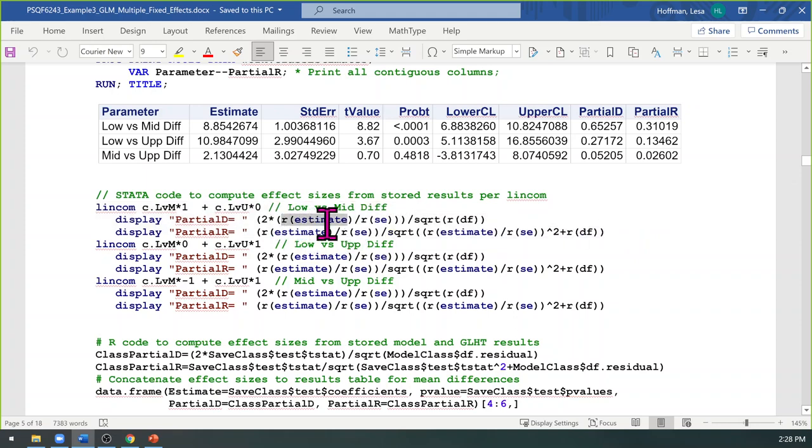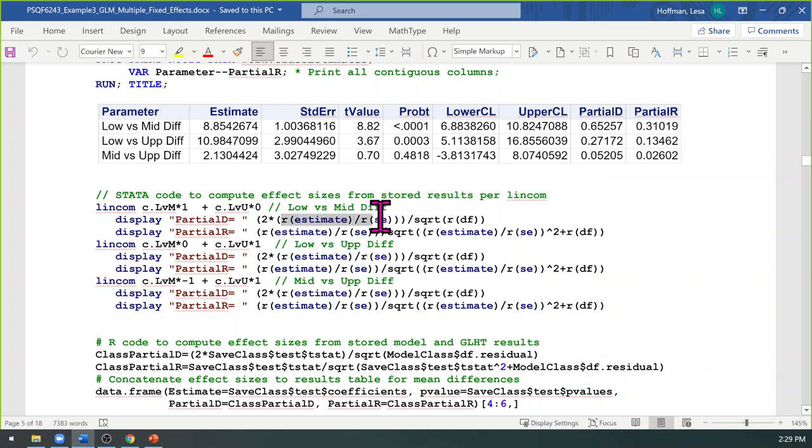And so r(estimate) is the name internally of where the estimate is saved. r(se) is the name internally. And if I have estimate over SE, what is that? If I take my slope estimate and divide by a standard error, what have I created? Looking for a letter that's used in the formula for d. Estimate over standard error is what? T, yeah. And the reason that I had to do it this way is because Stata doesn't save t directly. So I recreated it.